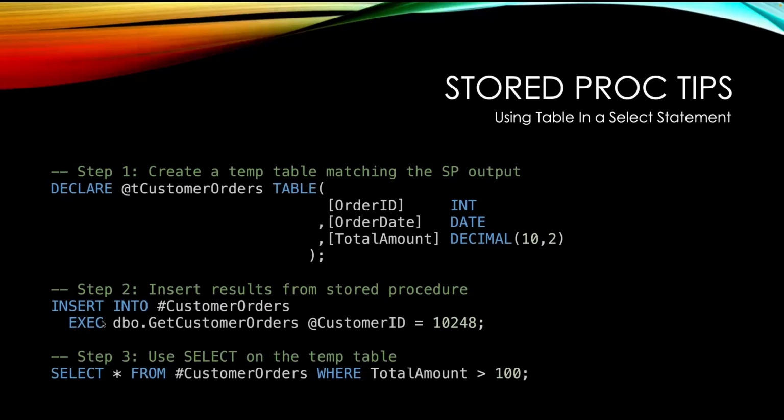That way, as you'll see in this tip 3 one here, if you do this, then you can do a select star from customer orders. That's because you can't do a select star from a stored procedure. It's just not built to let you do that. So if you want to be able to do that, you've got to insert the results into something and then select it out from there.